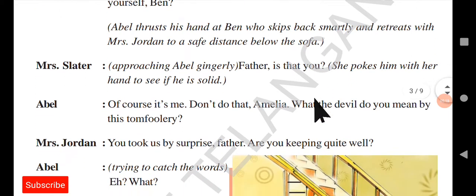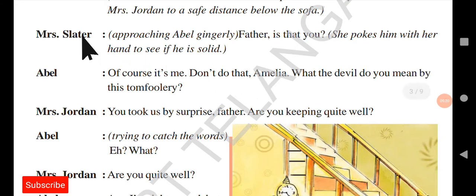Next, Mrs. Slaughter approaches Abel gingerly. "Father, is that you?" And she pokes him with her hand to see if he is solid. Here Mrs. Slaughter, the elder daughter, is still in doubt. Abel Meriwether is coming down, standing in front of them, and he's even speaking.